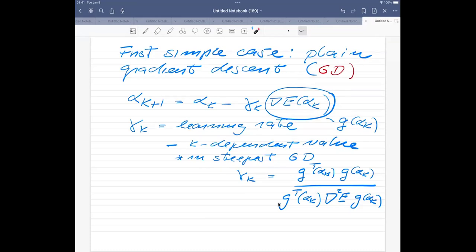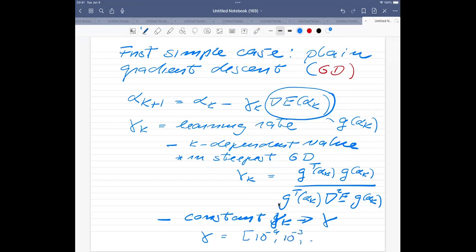So you can have a k-dependent value, or you can use just a constant gamma. That means gamma of k simply goes over to a constant. Then you could set up an array in the calculations where gamma runs from 10 to the minus 4, 10 to the minus 3, up to, let's say, 10 to the minus 1. You run calculations and pick the gamma value which gives you the best result. The best result means the closest you get to a gradient which is close to 0.